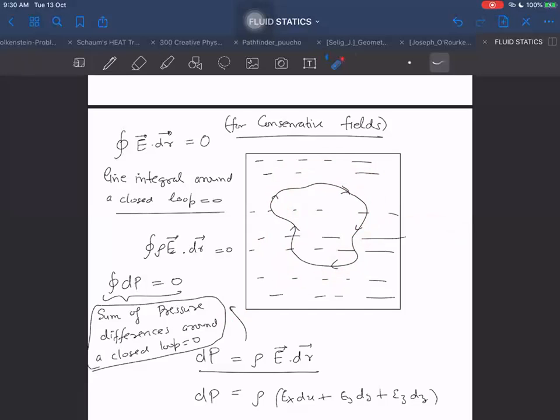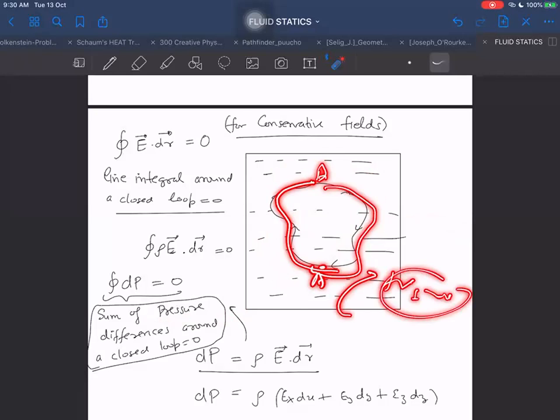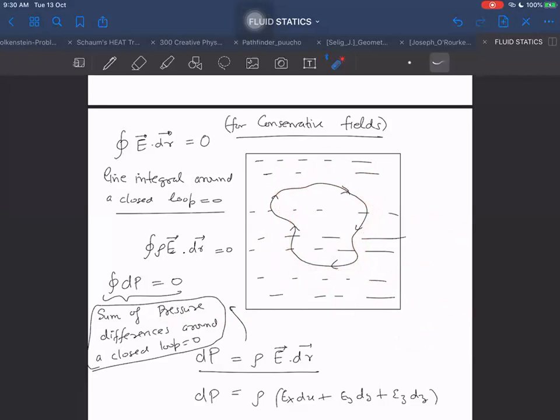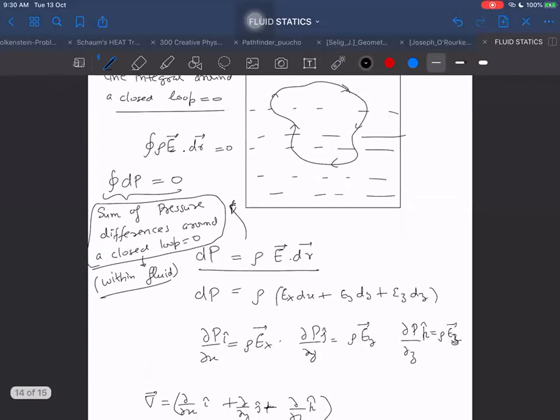Understood? What does it mean? It means if, let us say, I go from A to B, then pressure increases. And then when I come back from B to A again, pressure decreases. So if increase is taken positive, then decrease has to be taken negative. Then the sum total will become 0. Means the amount of increase of pressure will be equal to the amount of decrease in pressure, and overall pressure change will be 0 in any closed loop within the fluid. Is it okay?